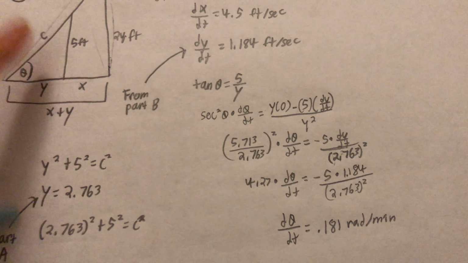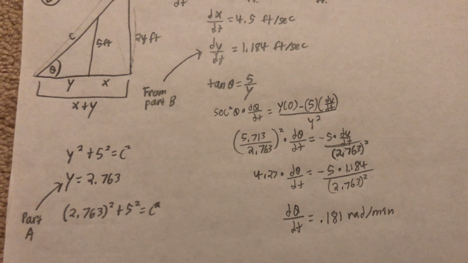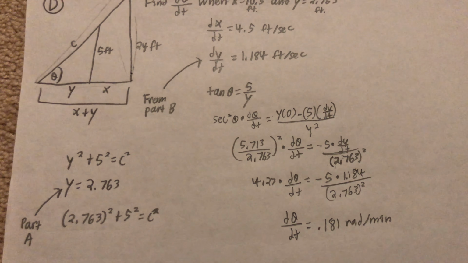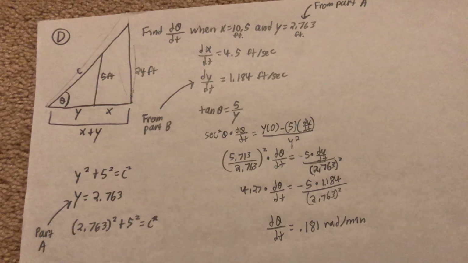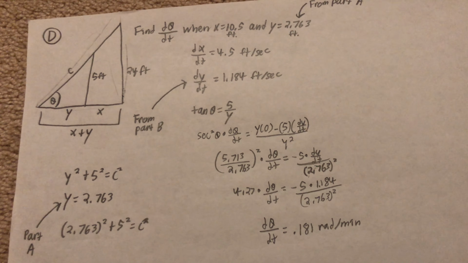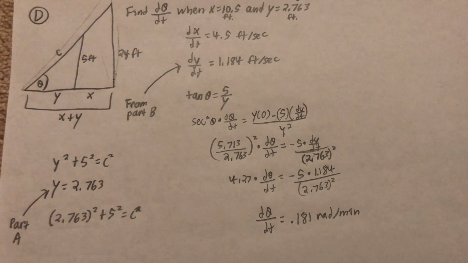and then this part here would be the bottom value, and you square that, and then you plug in dy over dt and solve for that, and then d theta over dt is 0.181 radians per minute. So the rate at which the man has to lift his head is 0.181 radians per minute in order for him to see the tip of the shadow when he is 10.5 feet away from the lamp.